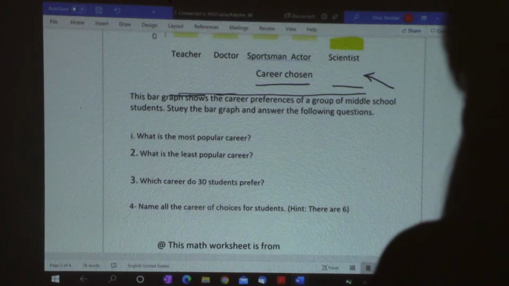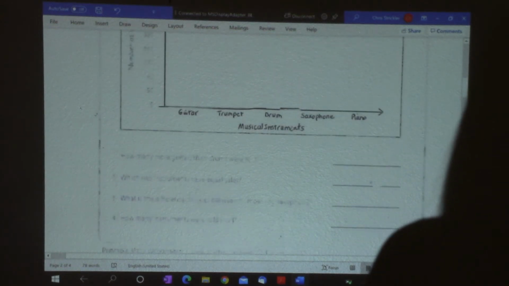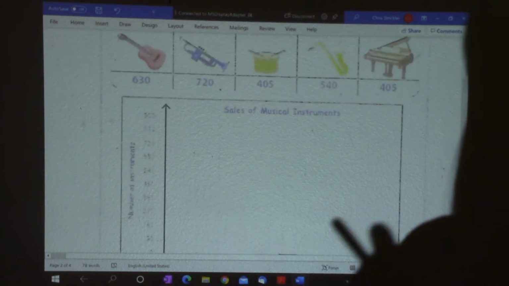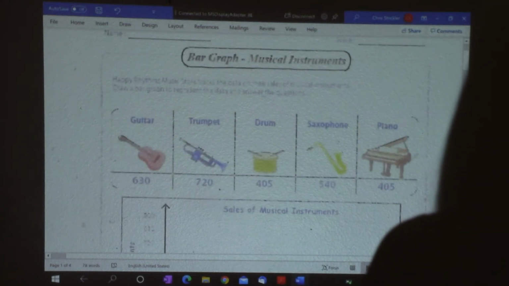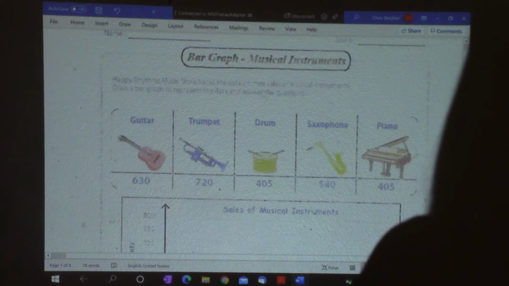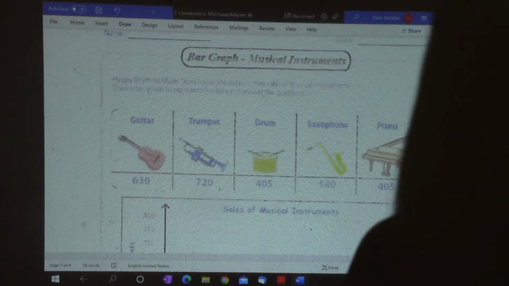Okay, this is going to prove interesting for the next one. We're going to go up here, and we're going to create a bar graph. So it says, Happy Rhythms Music Store tracks the data on their sales of musical instruments. Draw a bar graph to represent the data and answer the questions.